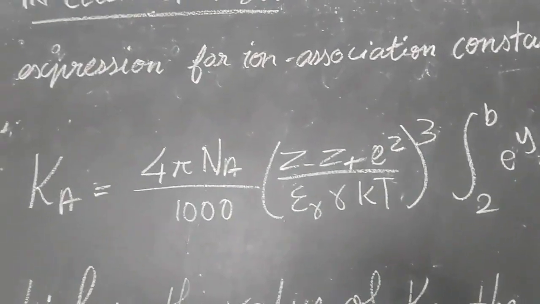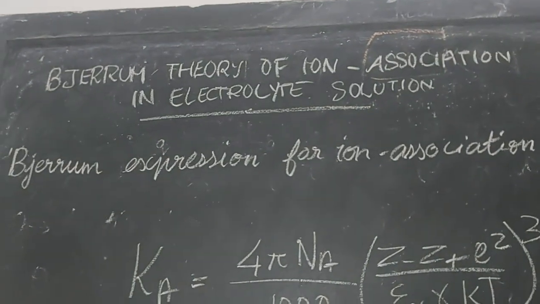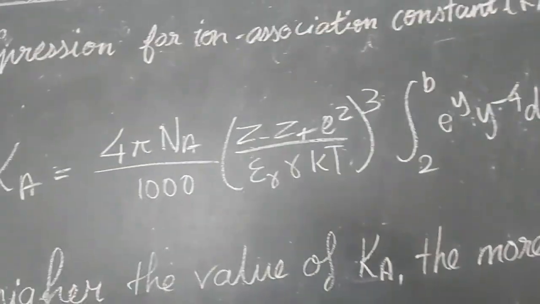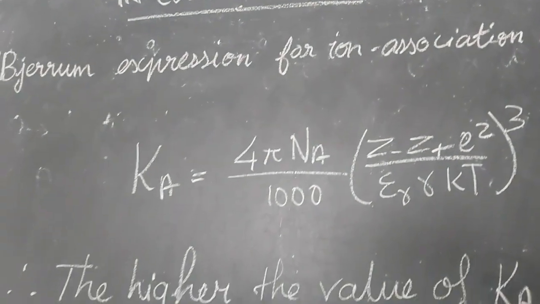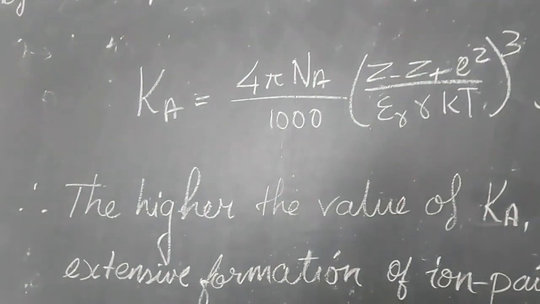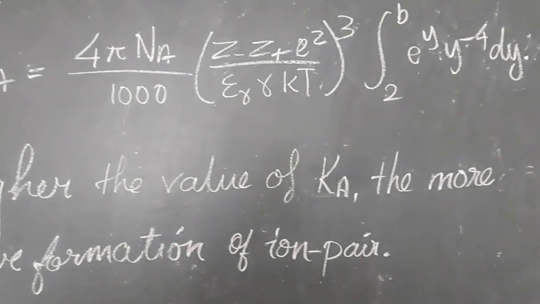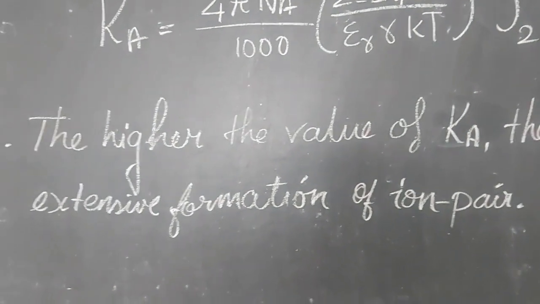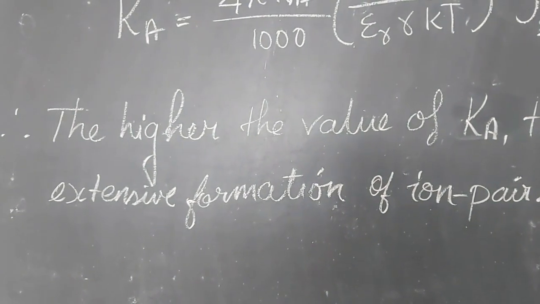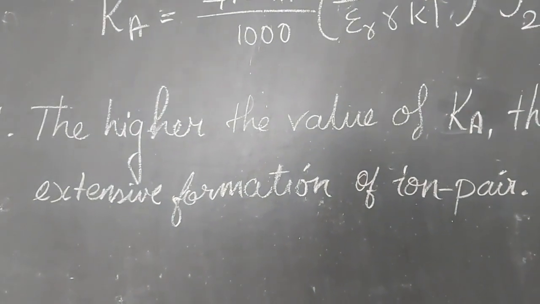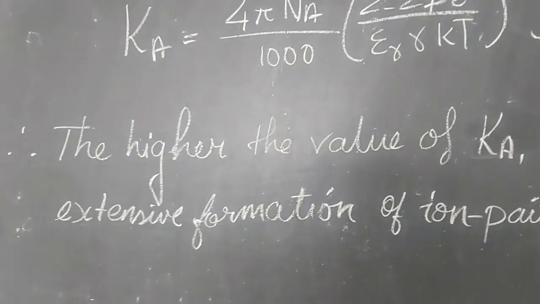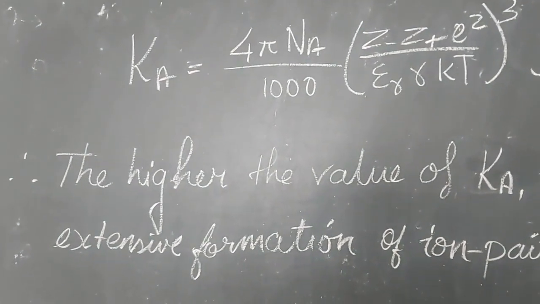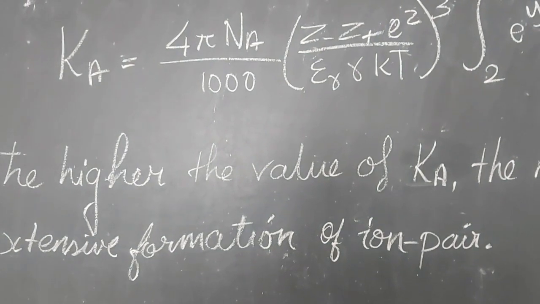In this Bjerrum theory of ion association in electrolyte solution, the Bjerrum expression for the ion association constant, at last what do we get through this? We will get that the higher the value of Ka, the more extensive the formation of ion pairs. If the value of Ka is higher, the ion pair formation will be more. If the value of Ka is lesser, the ion pair formation does not happen, right? So at last we come to know that, due to the Bjerrum theory of ion association, as the Ka value increases, the ion pair formation will also increase.